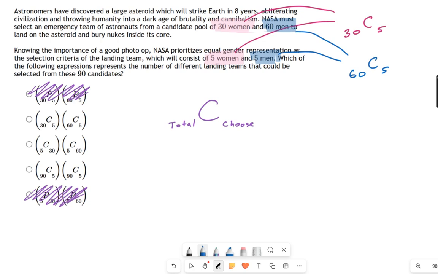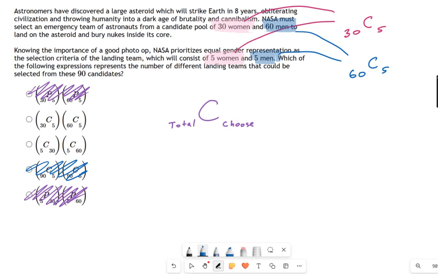Now, you can see that some of these answers on the left are ruled out right away. The one with 90 is ruled out because we're not choosing 5 out of a group of 90. We're choosing 5 women out of a group of 30 and 5 men out of a group of 60. We're not choosing out of a group of 90. So that's gone. And you see these other two possibilities, those are simply written in the wrong order, right? The 30 and the 5 got mixed up. The 5 and the 60 got mixed up.